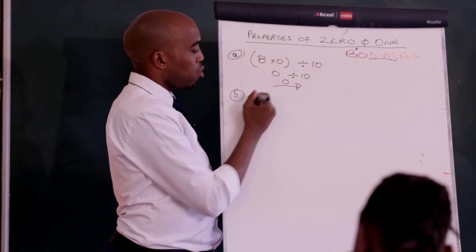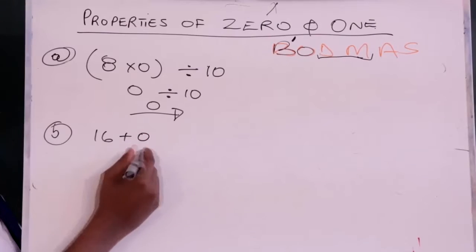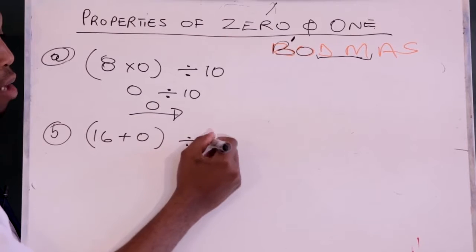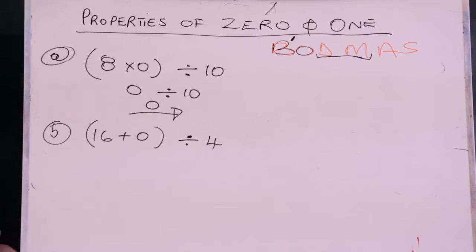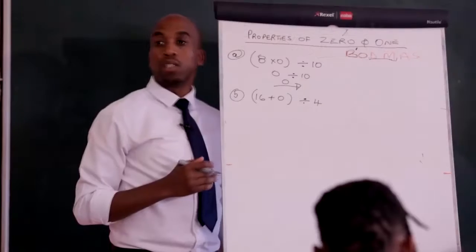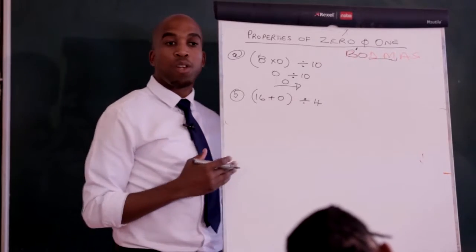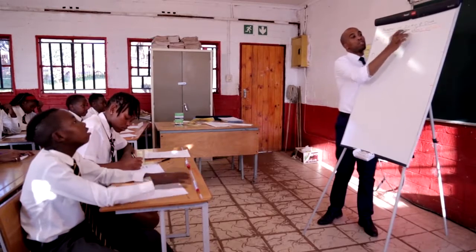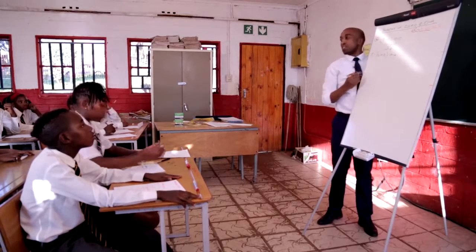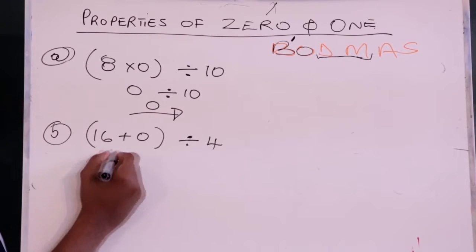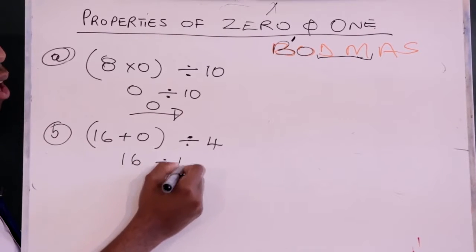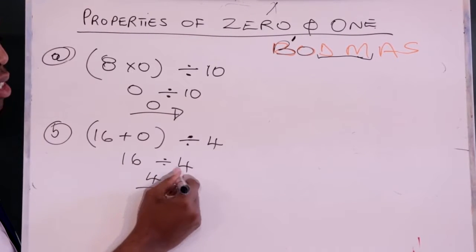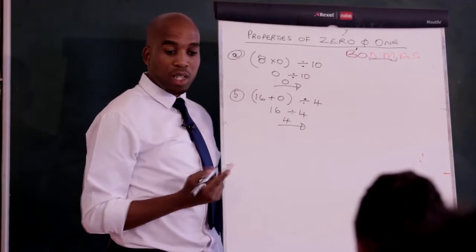Let's go for another question. It's 16 plus 0 in the bracket, and then divided by 4. Here's an interesting one. Brackets and then there's a division. Where do we start? Brackets first all the time. So what is 16 plus 0? 16. Then divided by 4. And then 16 divided by 4? 4. That's it. Easy.